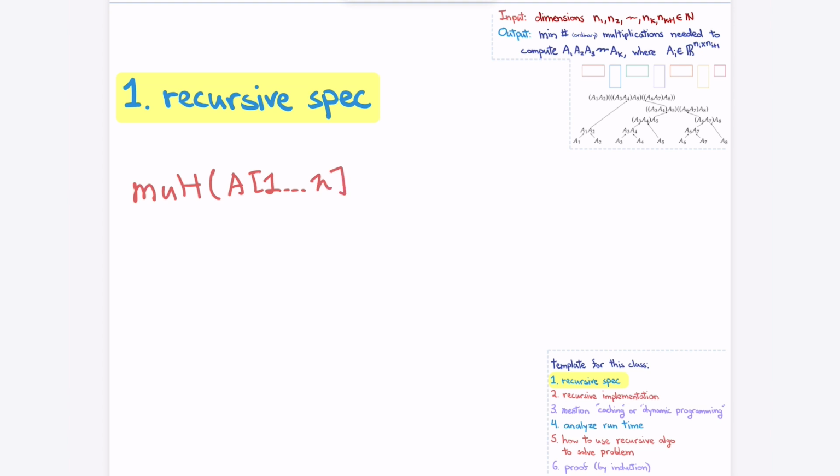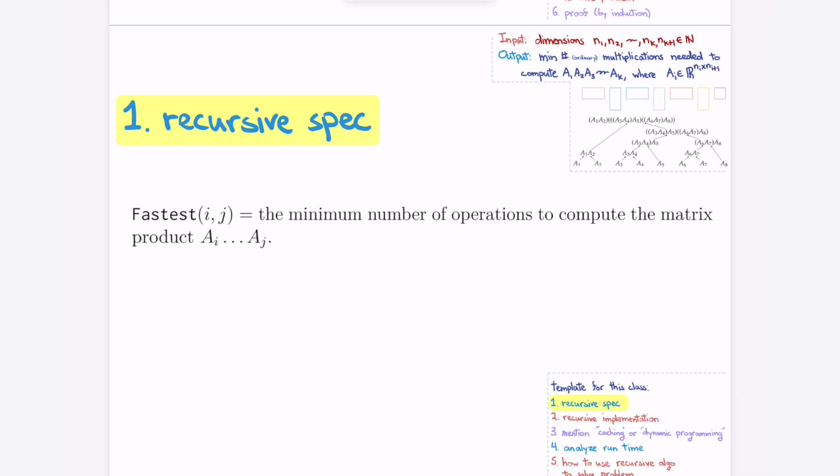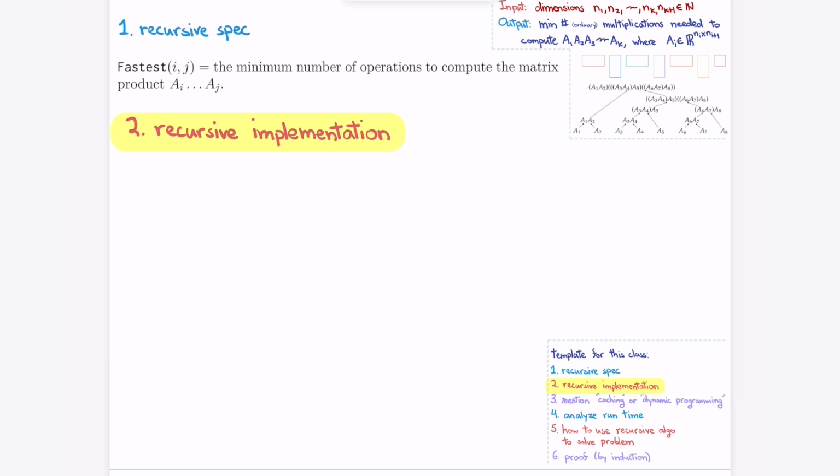Well, I guess you really need, I'll write it like this, something like this. But really, you're interested in the dimensions. So what are you trying to do? All right, the minimum number of operations to put this all together. I guess I wrote fastest, and I put it between i and j. Maybe we can try to go through the implementation in the remaining time.